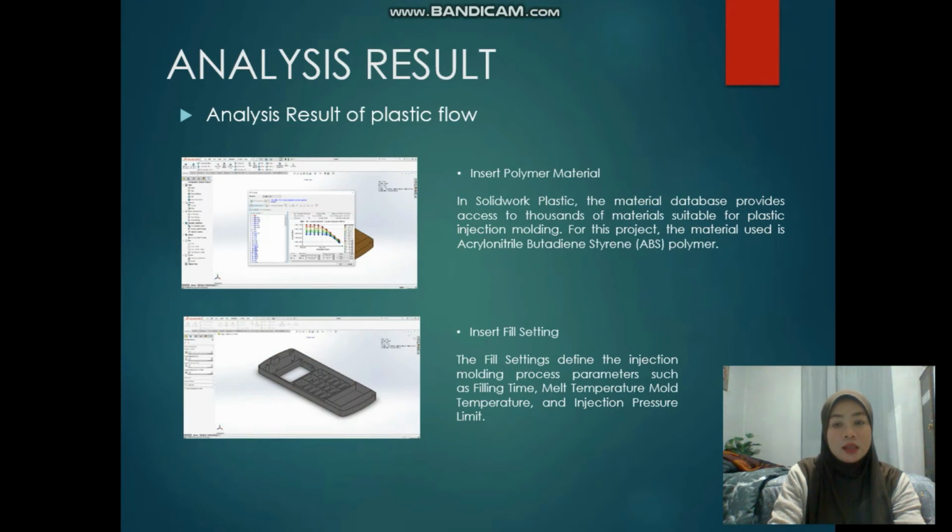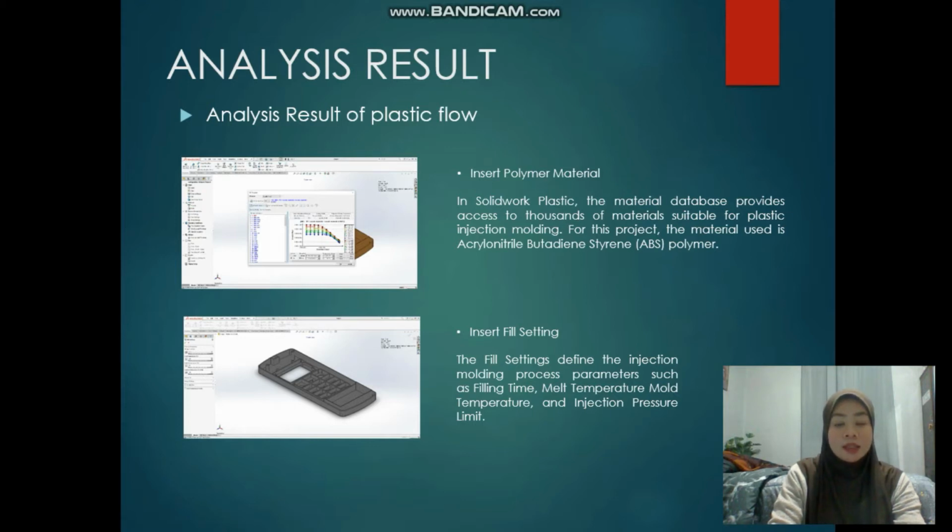Next is insert the polymer material. In SolidWorks Plastic, the material database provides access to thousands of materials suitable for plastic injection molding. For this project, the material that was used is ABS polymer.